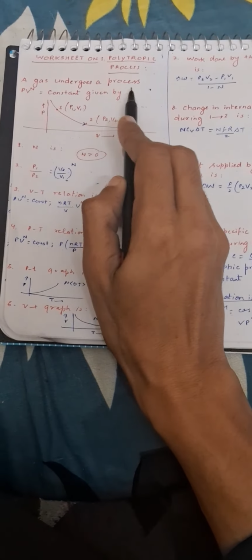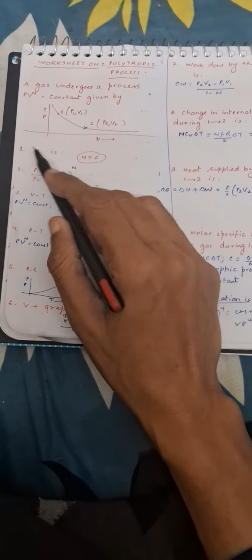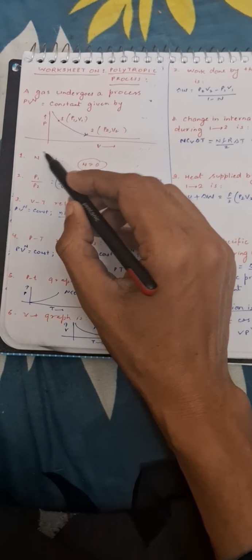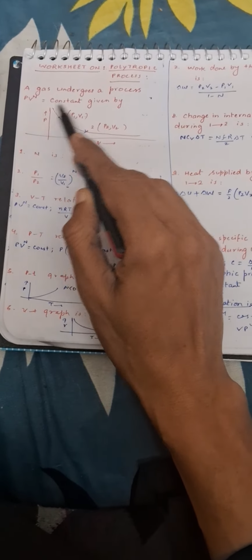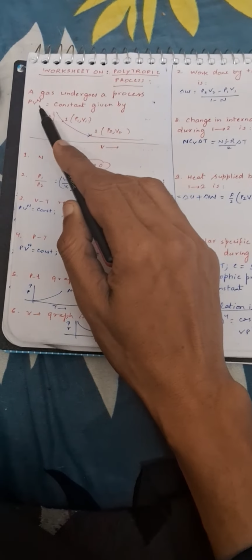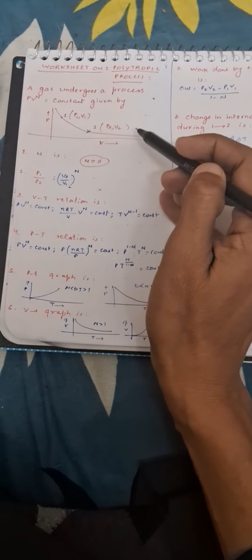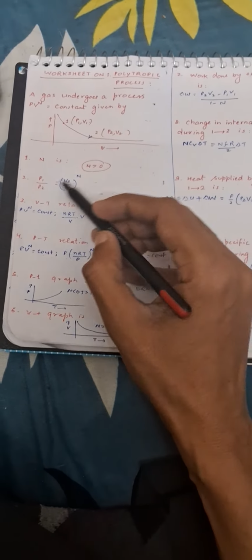A gas undergoes a process PV^n = constant, which is given by this equation. N is... So, as we can see, on increasing volume, pressure decreases. So that means n has to be positive, because if n is negative, then pressure will be proportional to V squared. So it will increase with an increase in volume, but since it is decreasing with volume, that means n has to be positive over here.